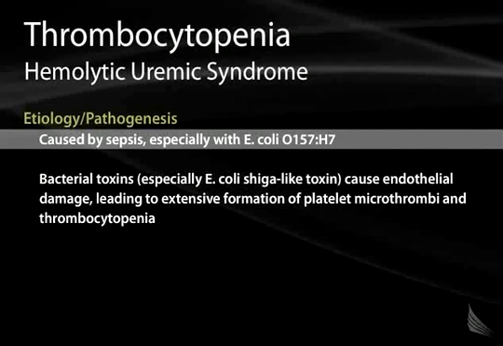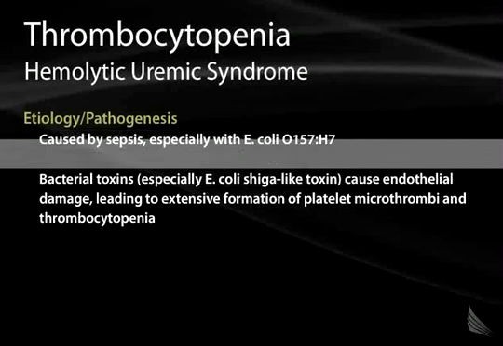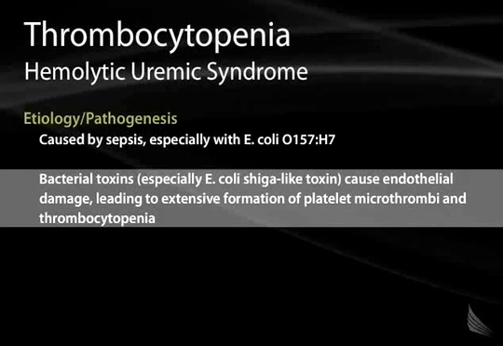Close cousin to TTP is the hemolytic uremic syndrome, which is caused by sepsis, particularly with enterohemorrhagic E. coli O157:H7, which makes national news every time there's an outbreak at a restaurant where people develop the hemolytic uremic syndrome. The Shiga-like toxins that are created by O157:H7 cause endothelial damage, leading to the extensive formation of platelet microthrombi and the consumption, which leads to thrombocytopenia.